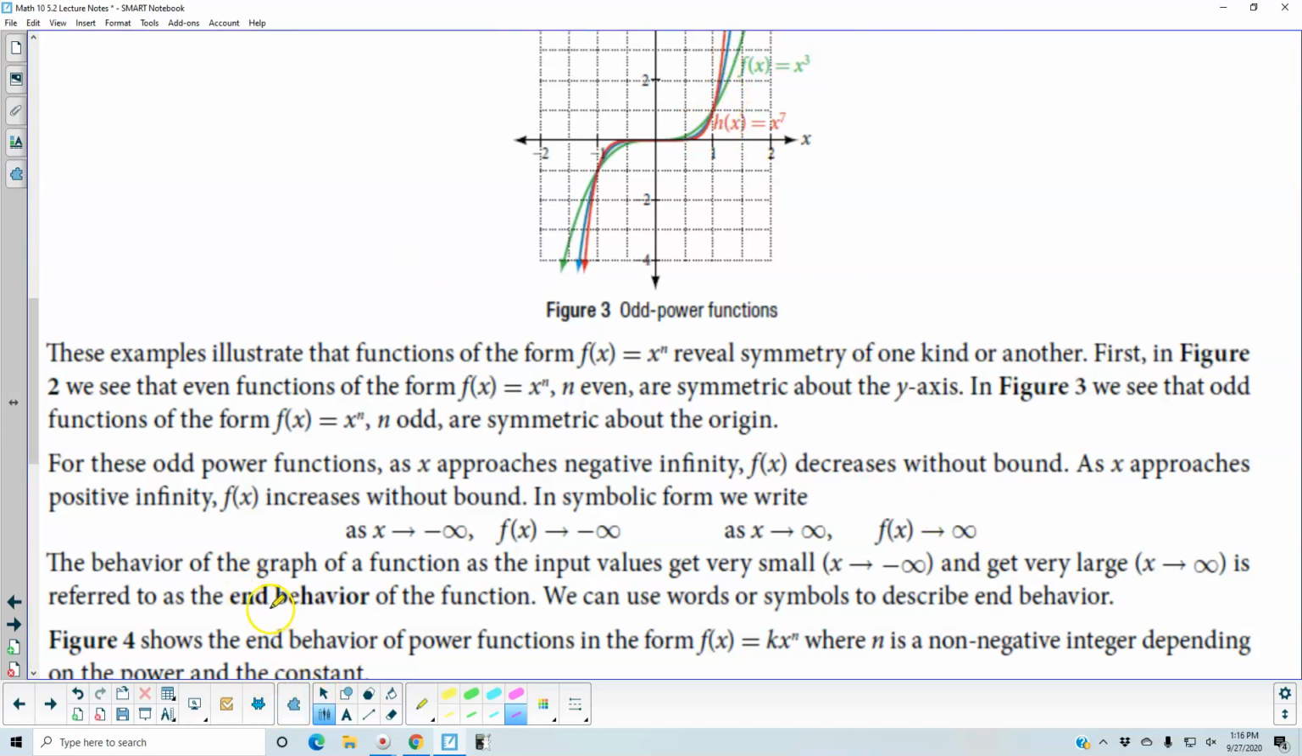Now, the behavior of the graph of a function as the input values get very small, as x approaches negative infinity, and then get very large, as x approaches positive infinity, is referred to as the end behavior of the function. We can use words or symbols to describe the end behavior.